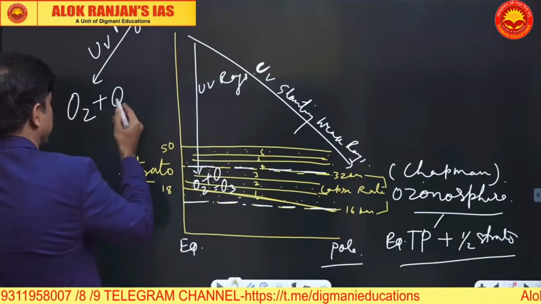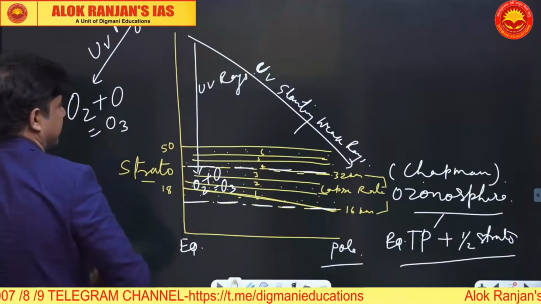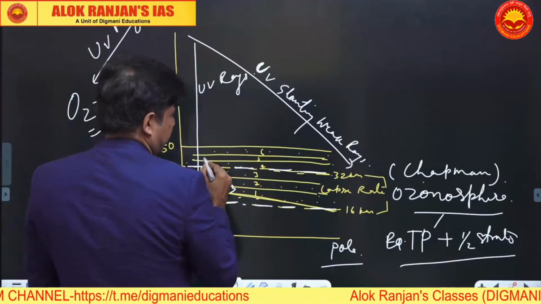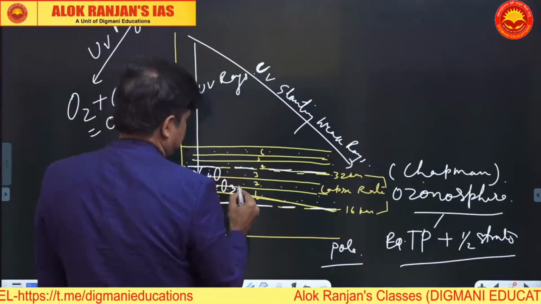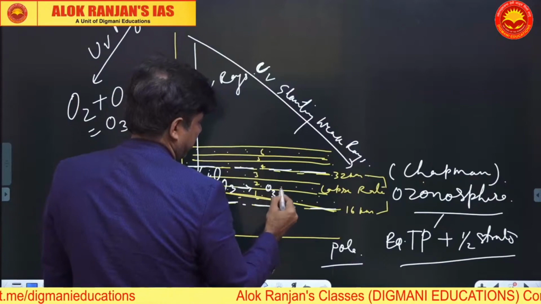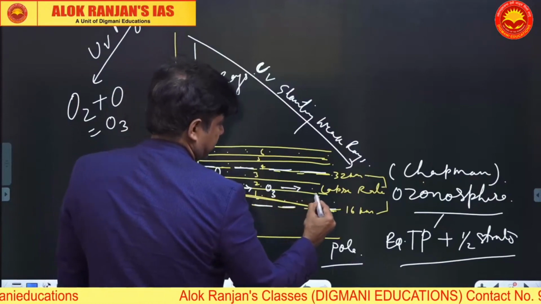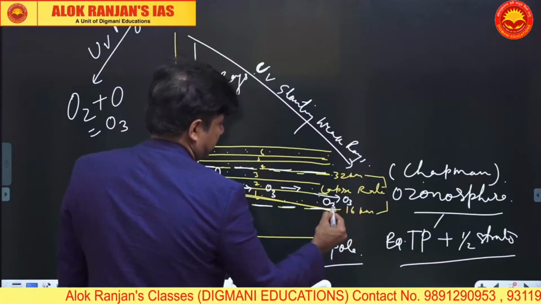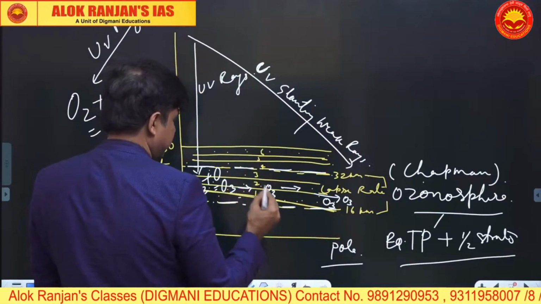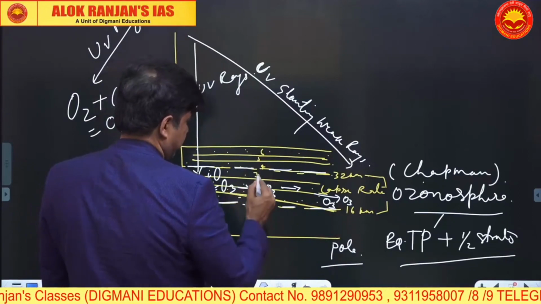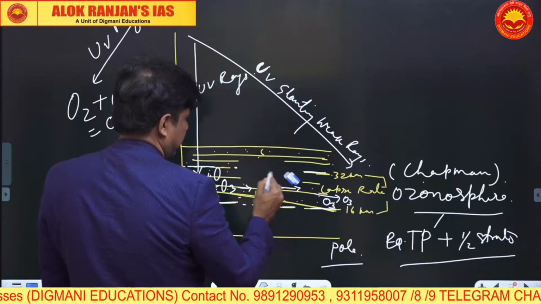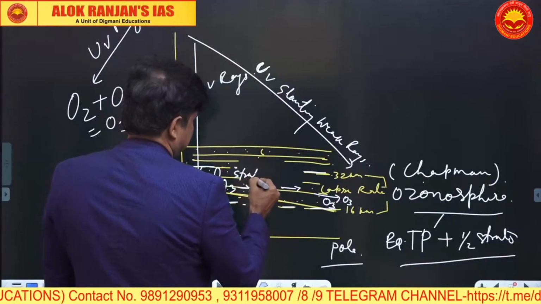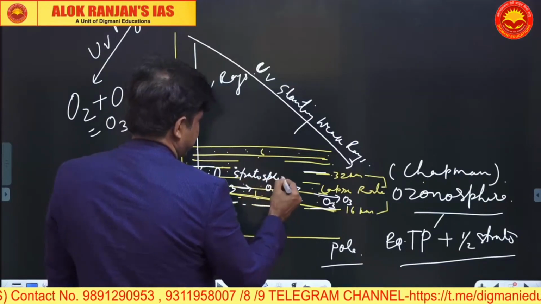Thus, O2 plus O is equal to O3, and that's ozone. Now write this ozone, this O3 is transported towards the pole by the stratospheric westerlies.